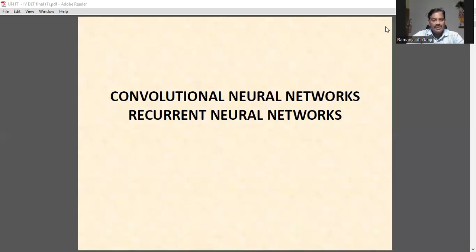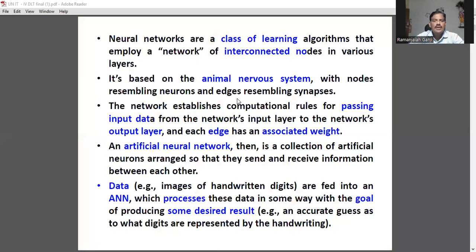Let us start with convolutional neural networks and recurrent neural networks, that is unit number 4 of deep learning techniques. Start with the basic introduction.